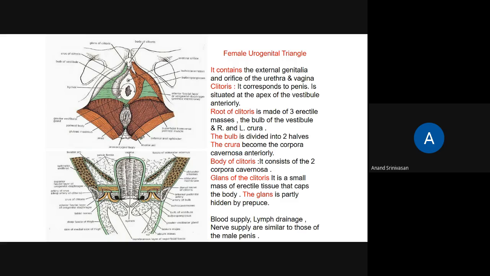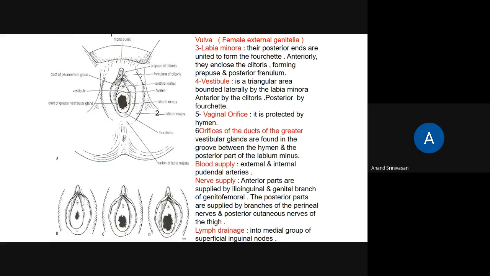If it is the skin, but deep means it involves the internal iliac group of lymph nodes. Now the other structures which you need to know, especially in the female, are the labia majora, the clitoris, the labia majora, and inner to it the labia minora.